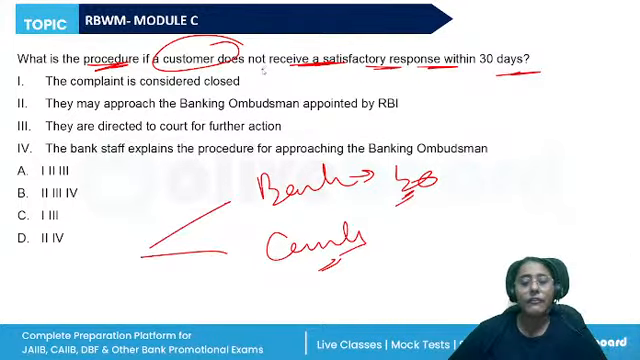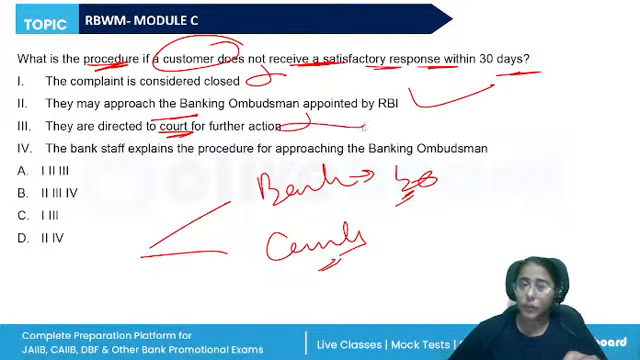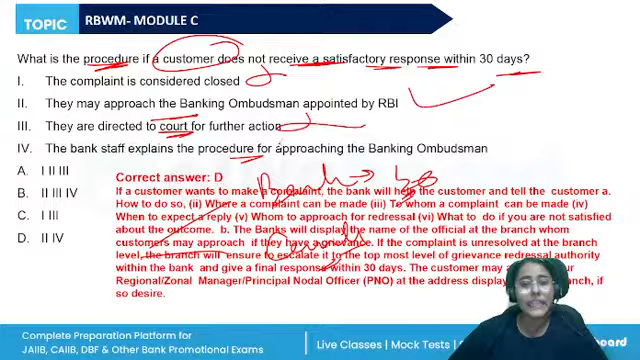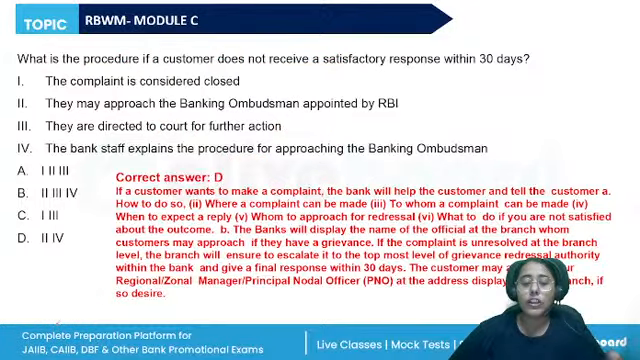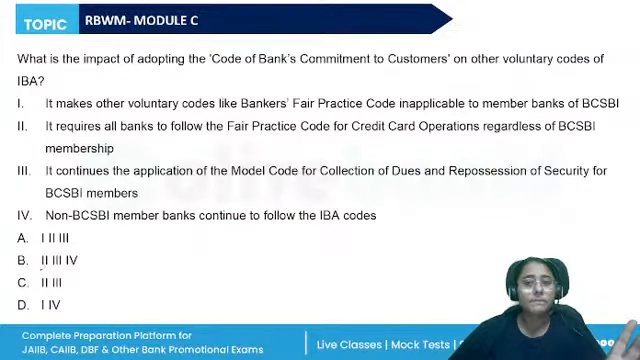No, the complaint will not be considered closed. They have the right to escalate it. They may approach the ombudsman scheme. Yes. They are directed to the court. No. Court has no jurisdiction. And the bank staff will explain the procedure to approach the ombudsman. All right, so the correct answer will be D. Whom to approach, how the complaint should be made, what to do if not satisfied, all of these things.